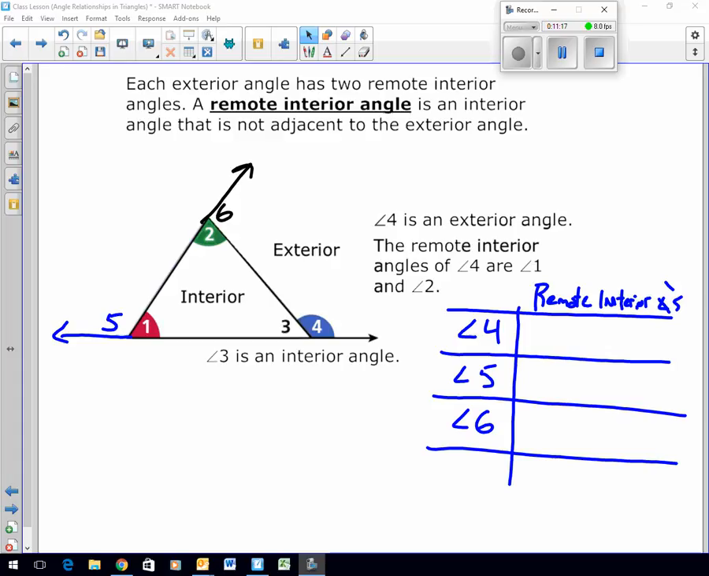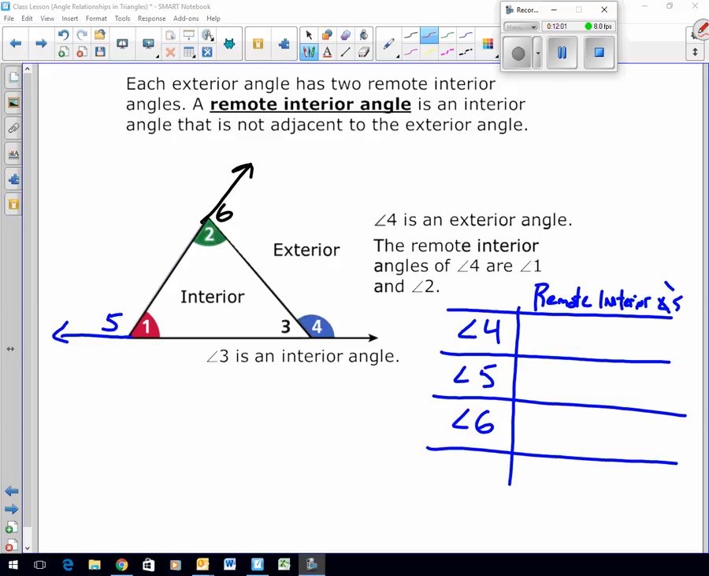We said adjacent means next to, correct? So the way to think about this is: start with an exterior angle, 4, 5, or 6, find the angle that's next to it, and pick the other two angles, and you've got your remote interior angles. Wait, both? Yeah, there are two remote interior angles. Why would you pick both? Because the angle that's right next to it is 3, so the other two angles are both remote interior angles, and that's why we're going to do this, okay?